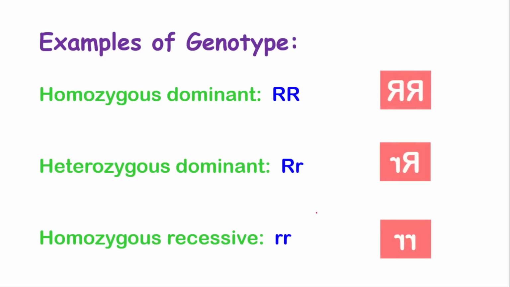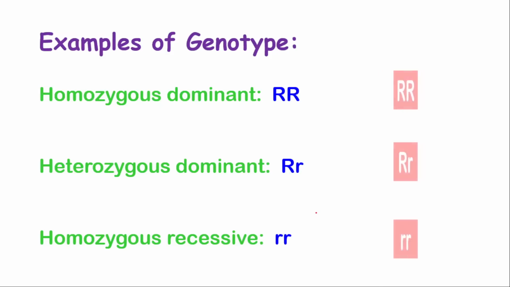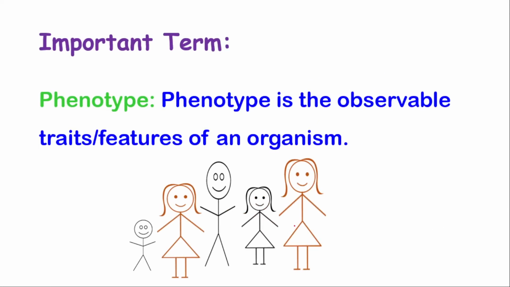Notice the difference between alleles and genotype. Alleles, one letter. Genotype, two letters. All right, so let's jump to an example. We're going to use this now, and then we'll go into the example shortly after. Let's go through this first.